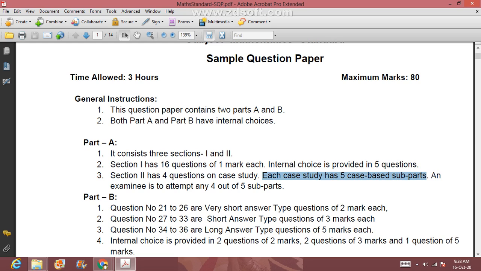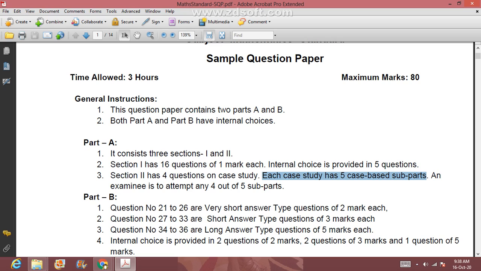In 17 there are 5 questions, in 18 5 questions, in 19 5 questions, in 20 again 5 questions are there. Are you getting it? So out of that 5 you have to solve 4. So question number 17 is 4 marks, 18 is 4 marks, 19 is 4 marks, and 20 is 4 marks. And the examinee is to attempt any 4 out of 5 subparts.